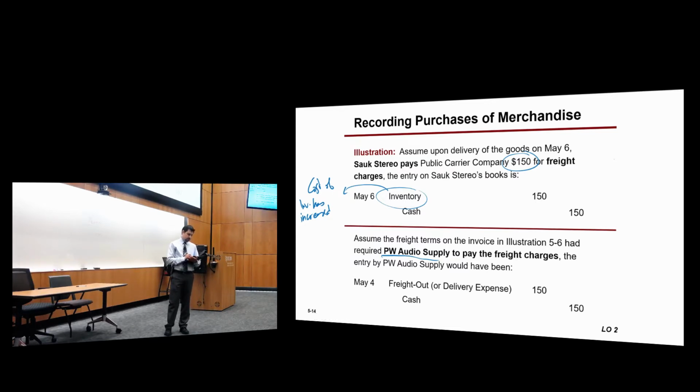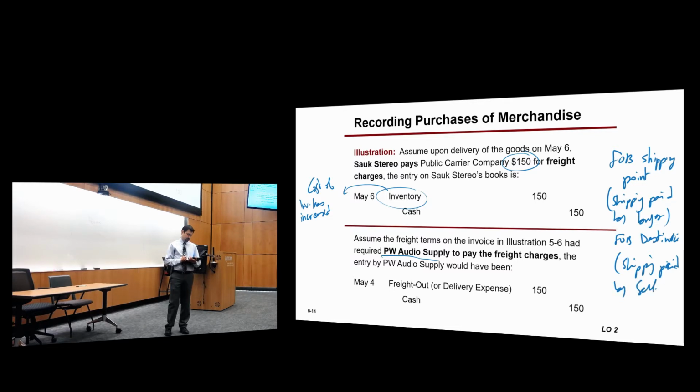So this is FOB shipping point, so shipping paid by the buyer. And this is FOB destination, so shipping paid by seller. Any questions?